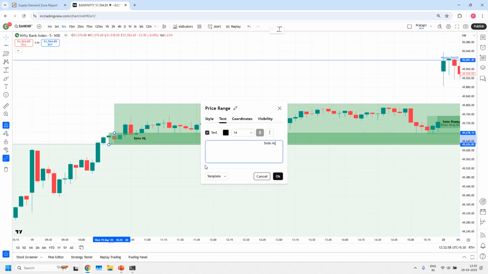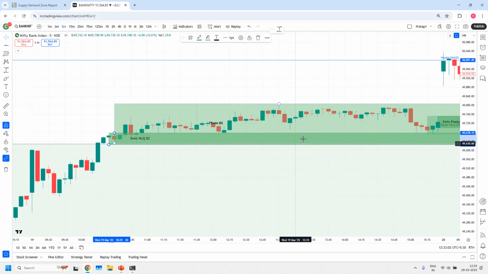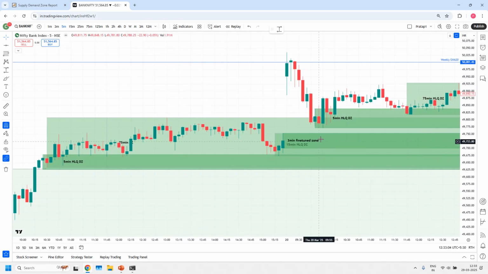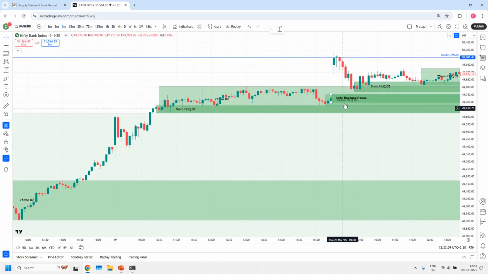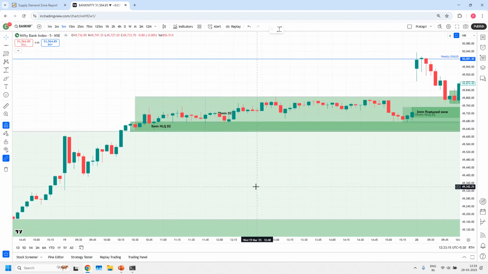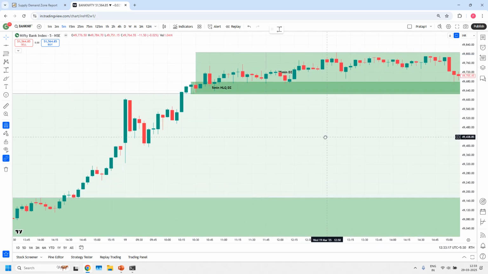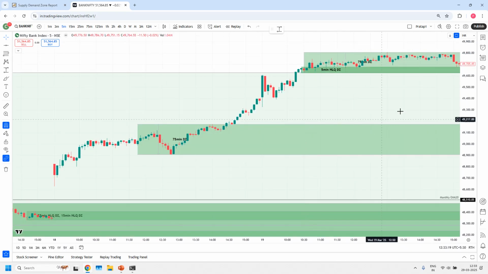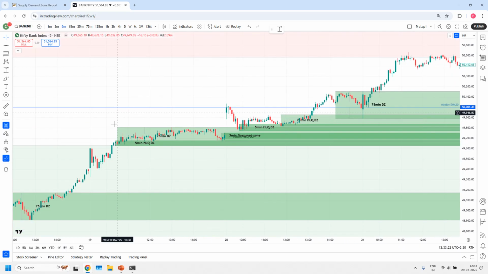This is the 5 minutes HLQ demand zone. But before you plan your trade in this zone, at least one time you can plan your trade in the 3 minutes fine-tuned zone. It may give you at least one trade opportunity, may give you. Maybe sometimes it will violate. But possibility is there. So this is the 5-minute zone.